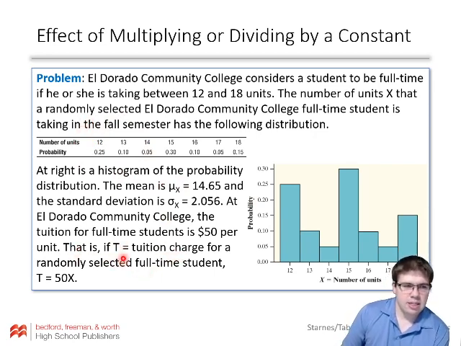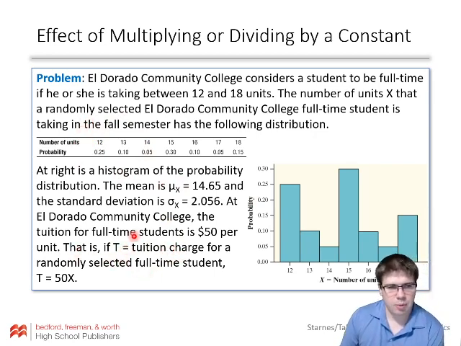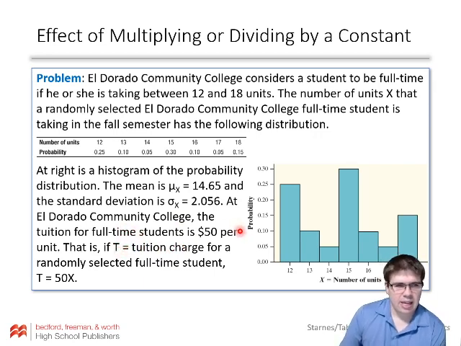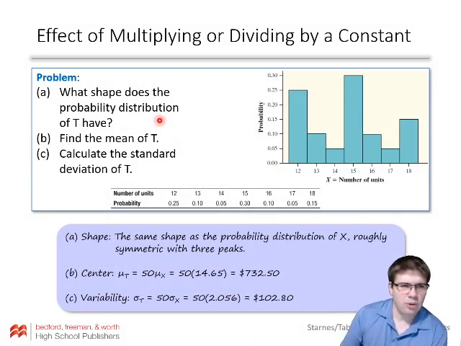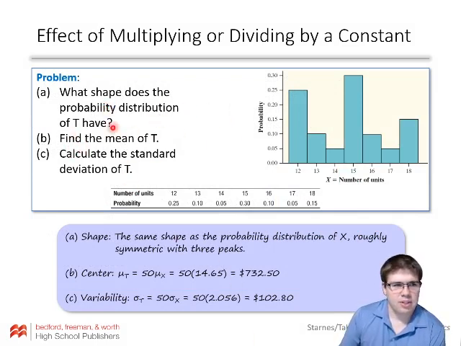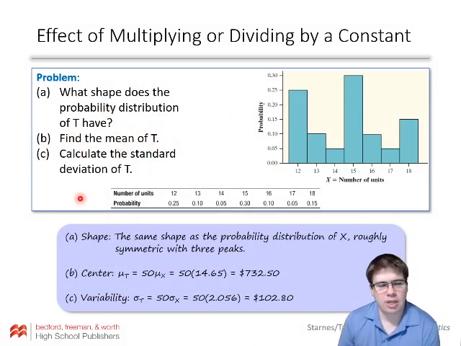If T equals tuition, we're going to come up with a new random variable called T. It's a transformation of X. X was the number of units they take, and we just do 50 times X. We could go through and recalculate this whole table, but we can do it basically in our heads.